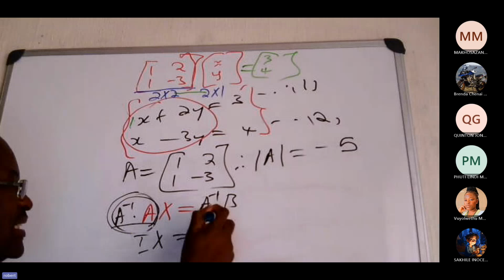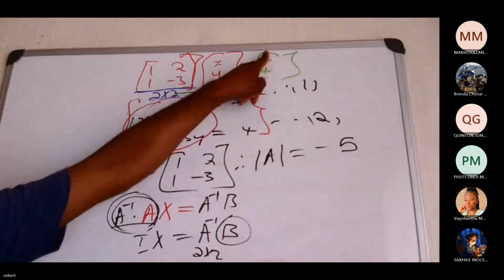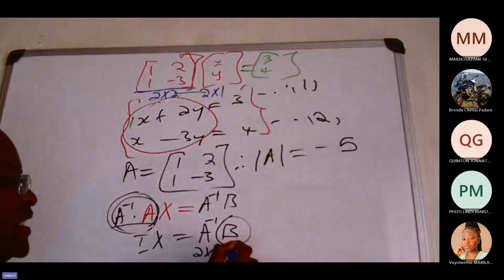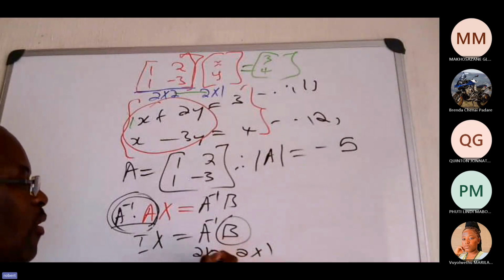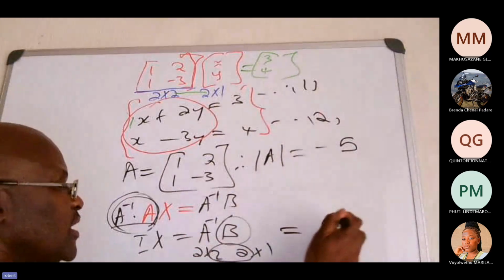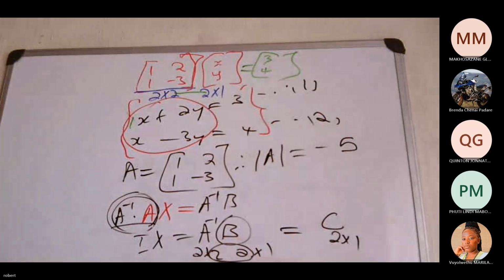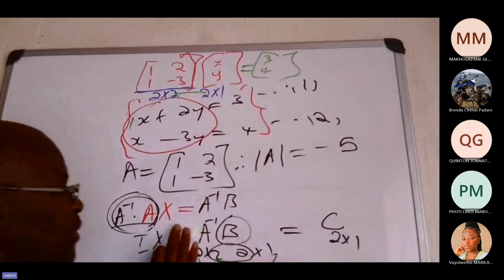Then the right side is this. And the product will exist because this is 2 by 2. And what is B? B is 2 by 1. Therefore, the product will exist. And the order of the answer, let us call it C, will be 2 by 1. If you multiply these two, it will exist and it will be 2 by 1. So, okay, now, coming back here.